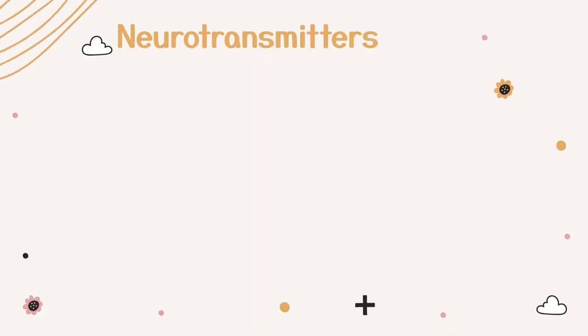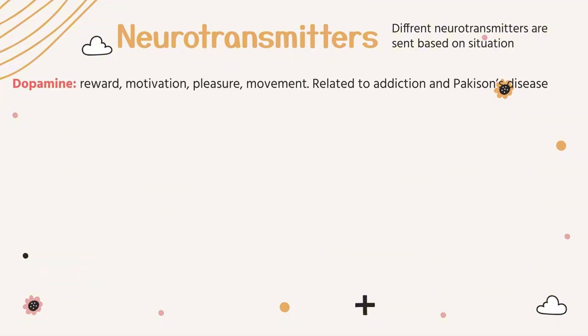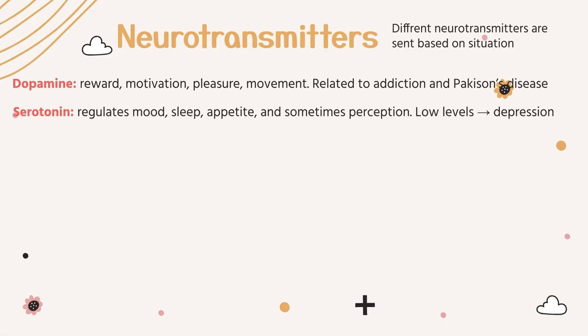Neurotransmitters. Different neurotransmitters are sent based on the situation. Dopamine is involved in reward, motivation, pleasure, and movement, and it's related to addiction and Parkinson's disease, which is about movement, so that makes sense. Serotonin regulates mood, sleep, and appetite, and sometimes perception, so low levels can lead to depression.